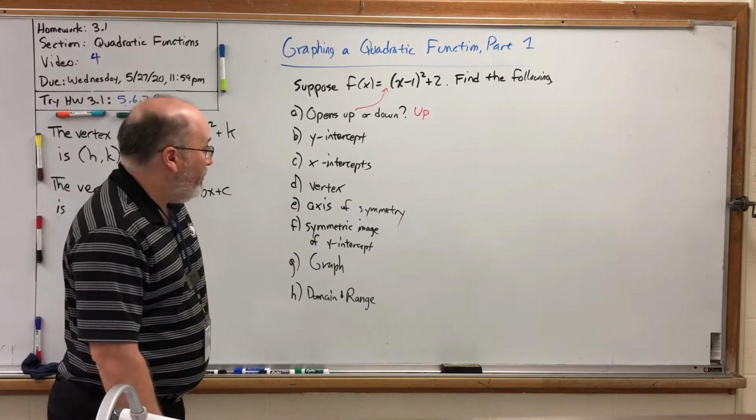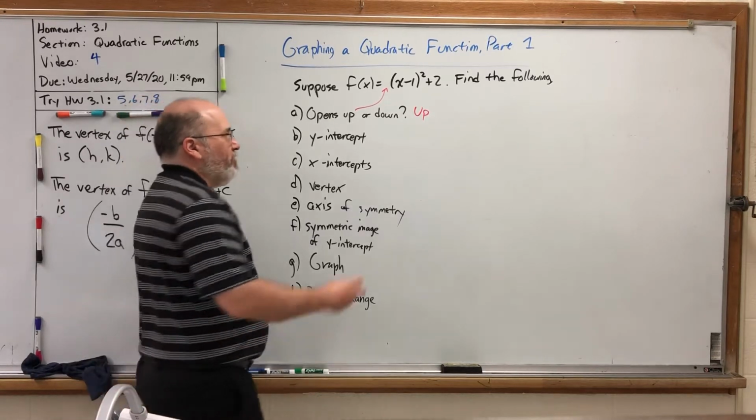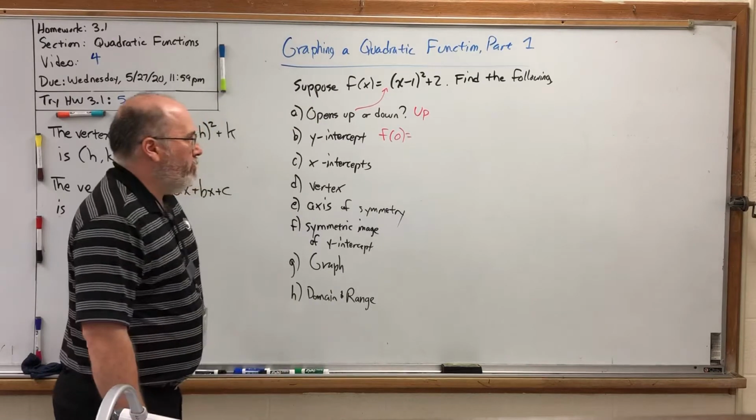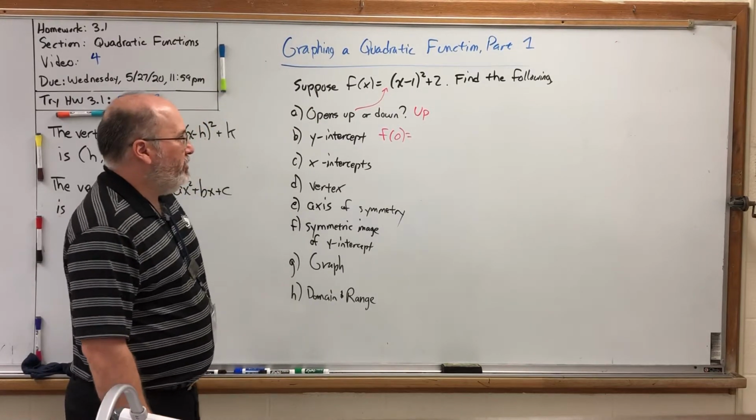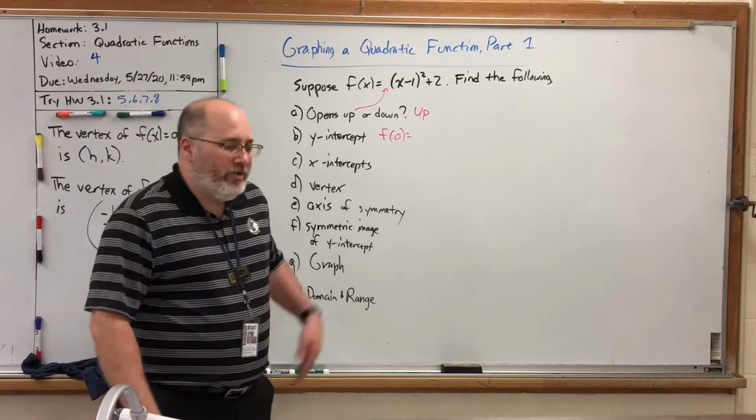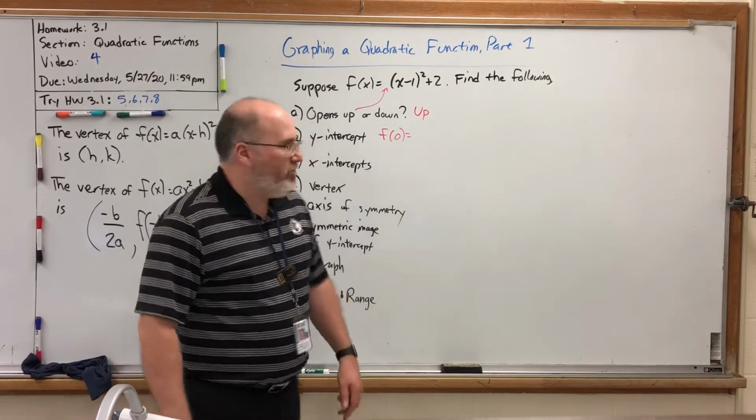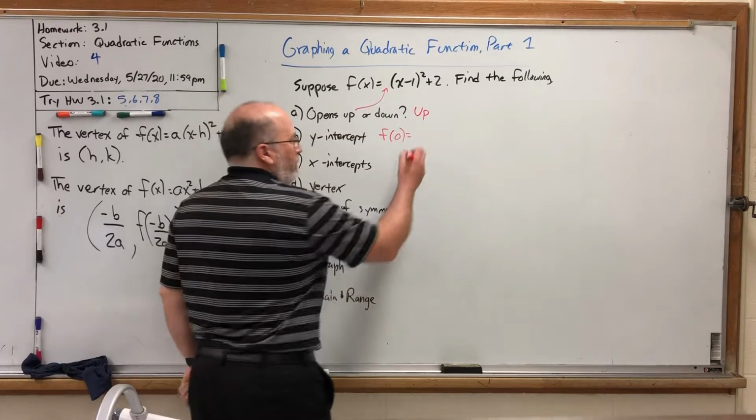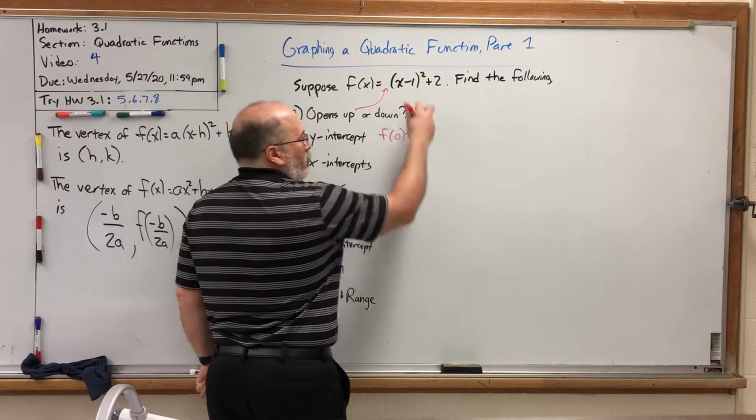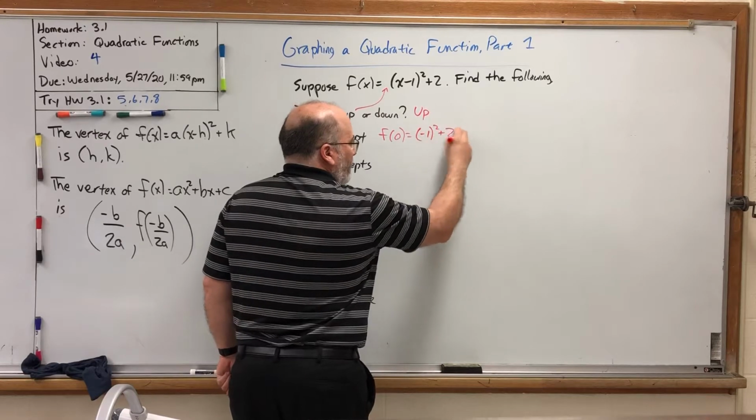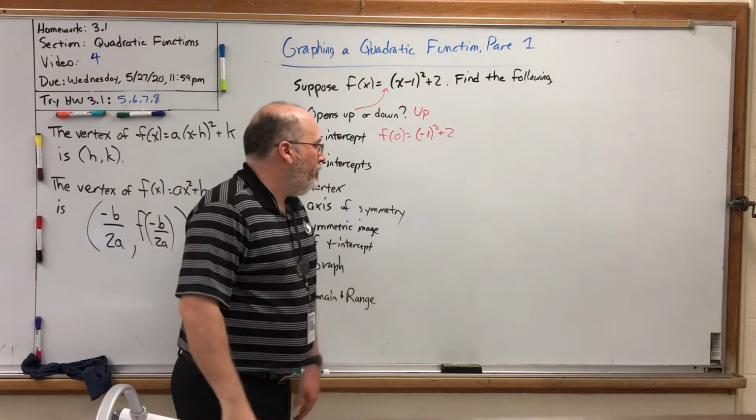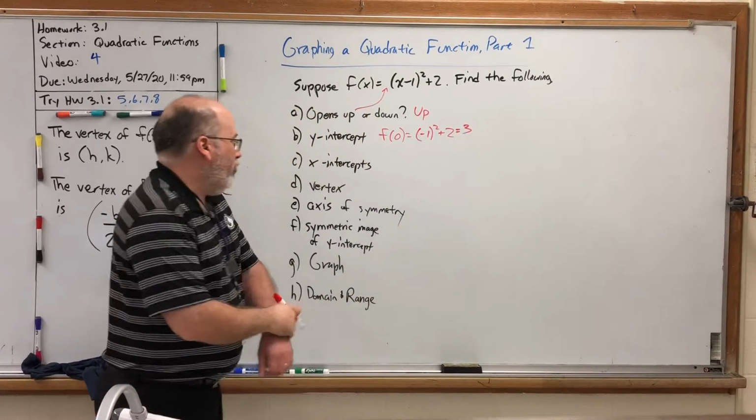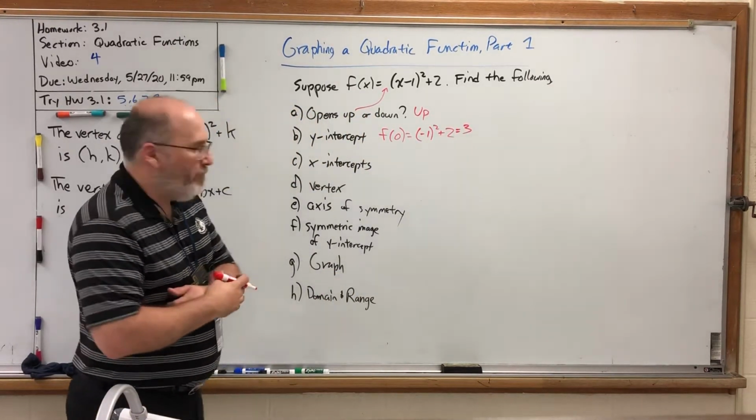To find the y-intercept, we simply have to plug in 0. Now be careful. When you're in standard form, plugging in 0 doesn't kill everything it touches. 0 kills things it touches in terms of multiplication, but this 0 isn't being multiplied by anything, so we actually have to work it out. It's not too hard. 0 minus 1 is negative 1, and so negative 1 squared is 1, and then 1 plus 2 is 3. So we know that this graph will cross the y-axis at 3.